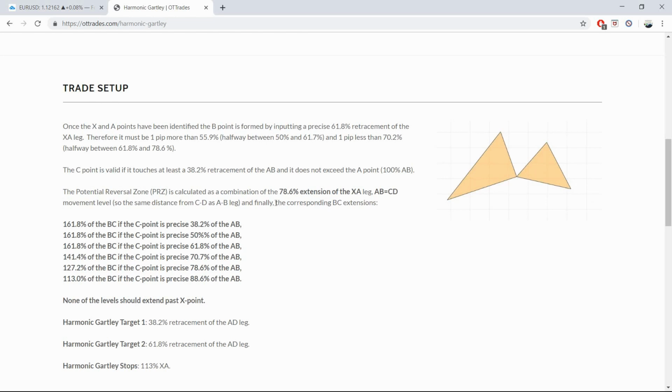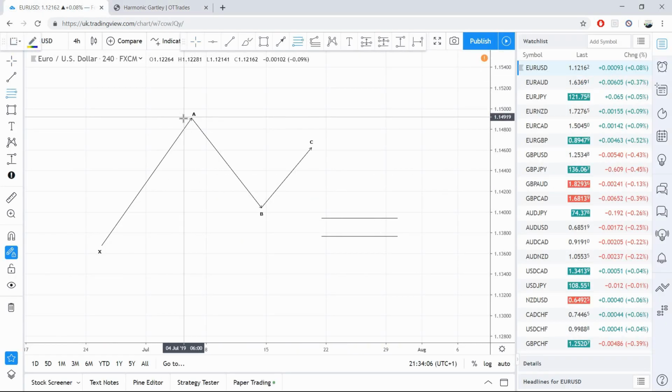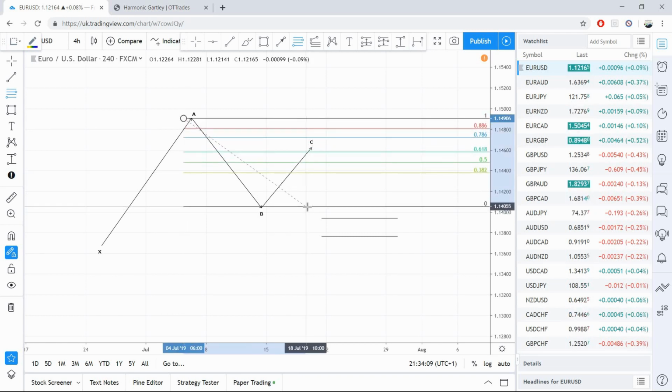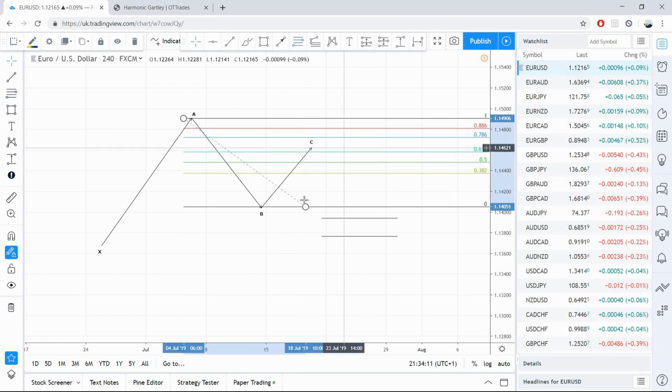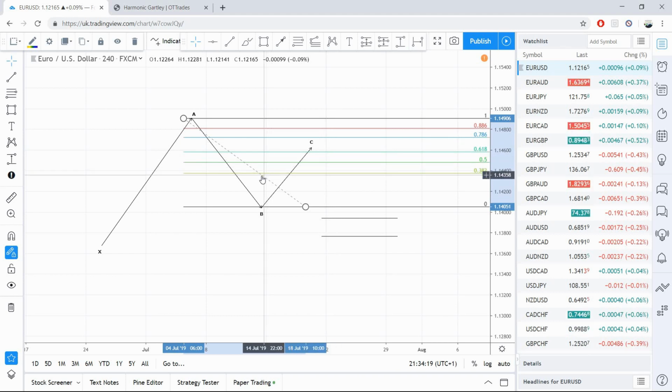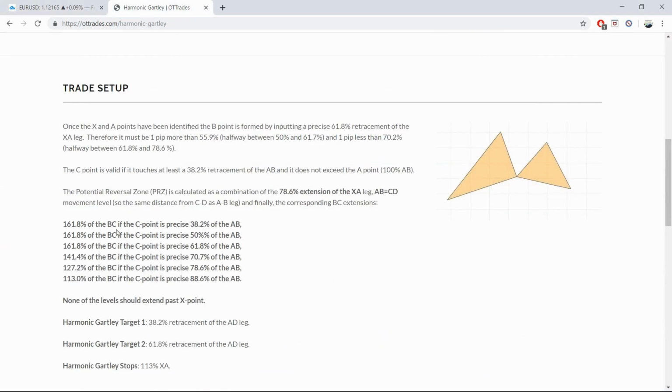And now the final part of the PRZ is slightly complex: the corresponding BC extensions. This is variable depending on the C point. Our C point was 382 of A to B and does not exceed A. Our C point in this example forms at a precise 618 retracement because it's closer to the 618 than the 786 and 50%. So ours is a precise 618 retracement. That's all this is saying here.